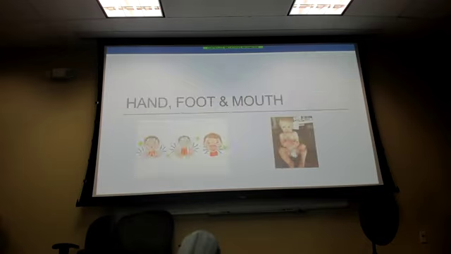Okay, we are rounding the corner. Hand, foot, mouth. What I would write in here as well is hand, foot, mouth, butt. It is always going to be in kids, hand, foot, mouth, butt disease.